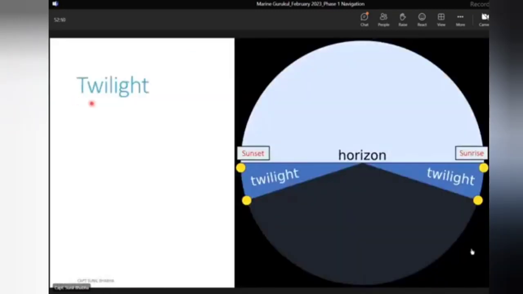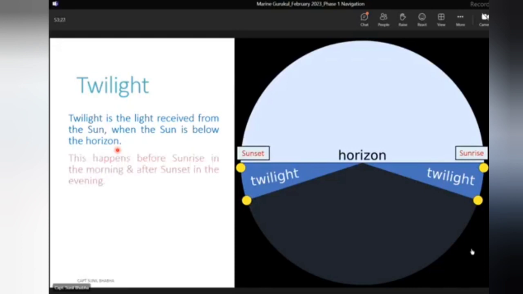Let's now understand the concept of twilight. Now, twilight is the light received from the sun when the sun is below our horizon. Now, we receive the light from the sun when it is above our horizon, and we call that light sunlight. But we also receive some light when the sun is below our horizon and close to it, and that is the light which we call twilight. This happens before sunrise in the morning and after sunset in the evening.